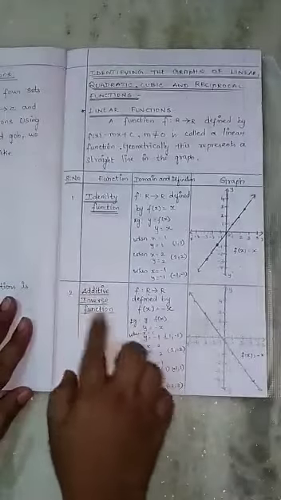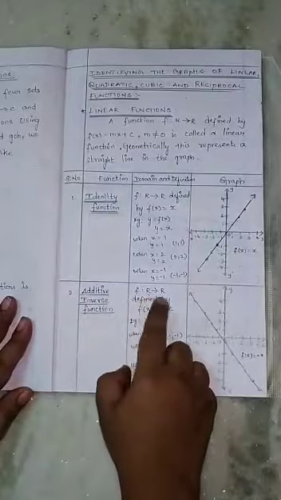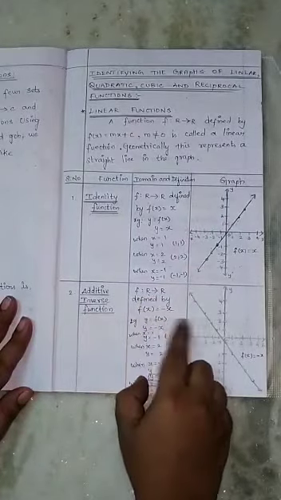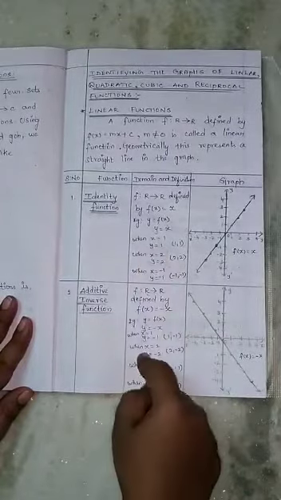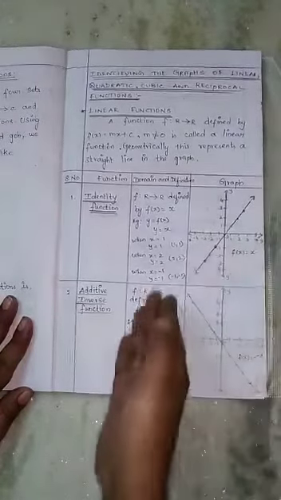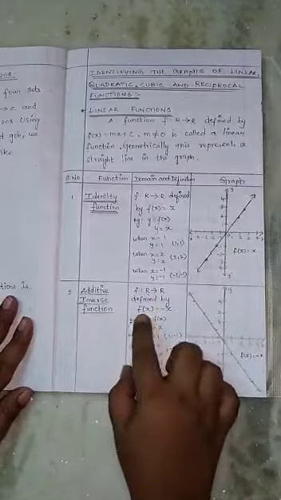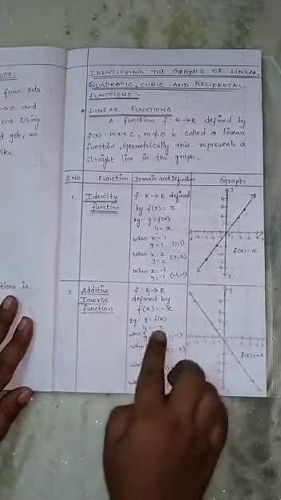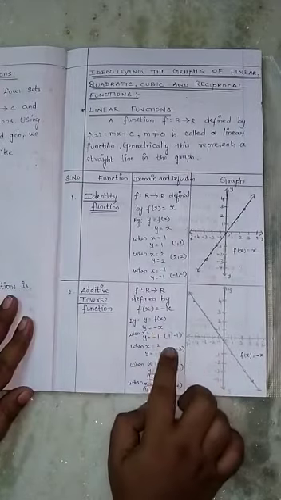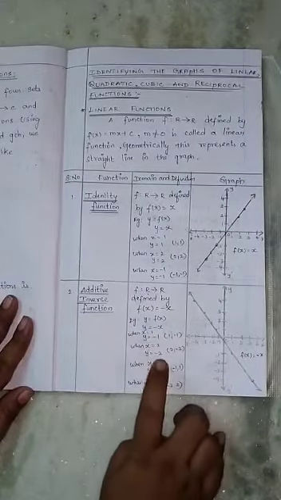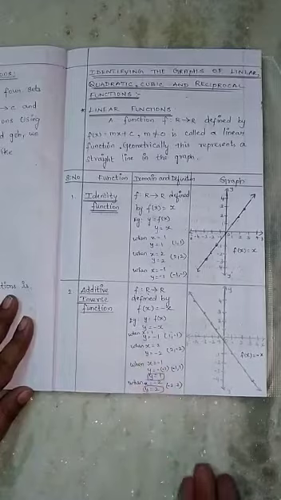Okay. The additive inverse function means f is mapping R to R defined by f of x equal to minus x. For minus x you are going to proceed with the same method. f of x equal to x will come like this. So f of x equal to minus x means, see here, if you put 1, y equal to minus 1. So 1 comma minus 1. 2 gives minus 2.